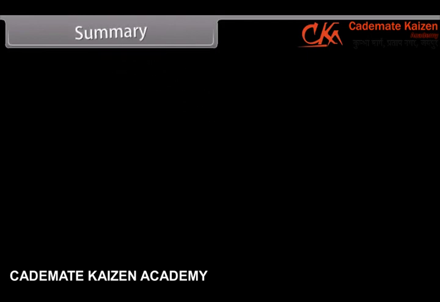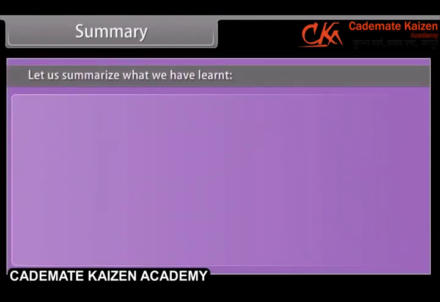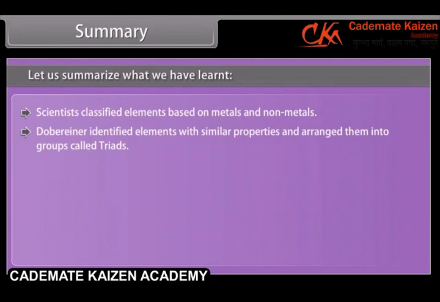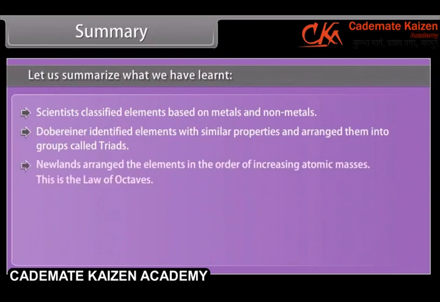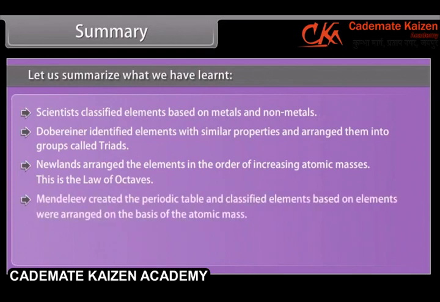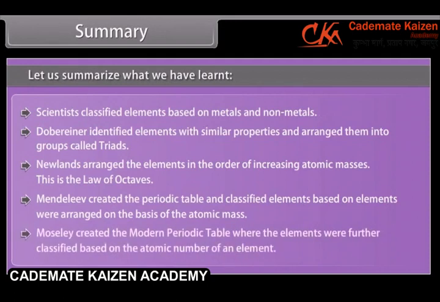Summary. Let us summarize what we have learned. Scientists classified elements based on metals and non-metals. Dobereiner identified elements with similar properties and arranged them into groups called triads. Newlands arranged the elements in the order of increasing atomic masses. This is the law of octaves. Mendeleev created the periodic table, and elements were arranged on the basis of atomic mass. Moseley created the modern periodic table, where the elements were further classified based on the atomic number of an element.